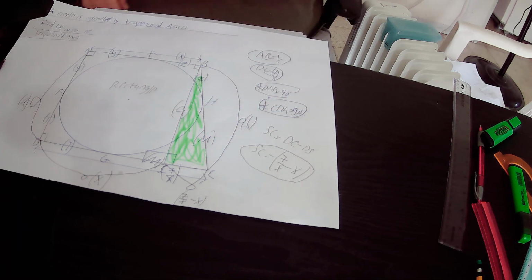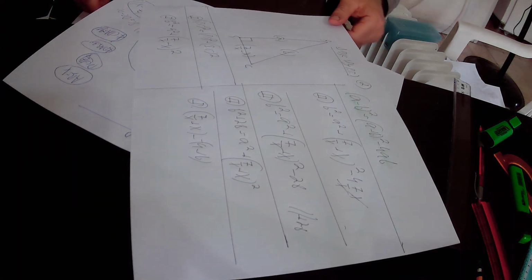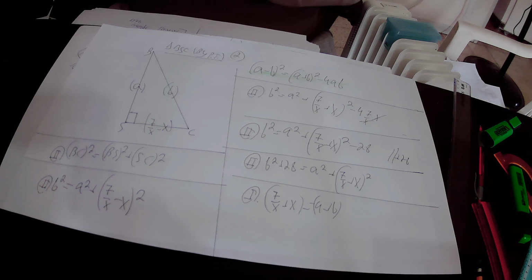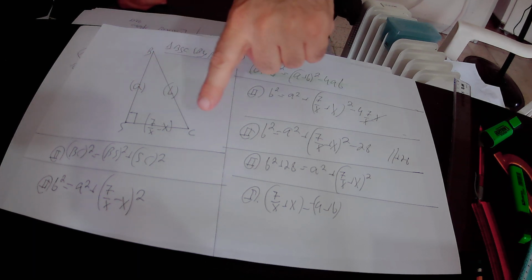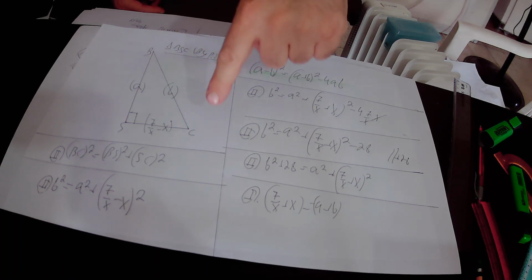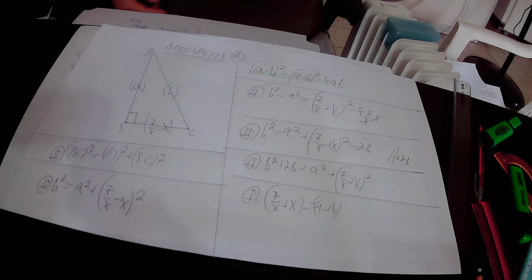In the next step, I copy this right green triangle BSC into an equation. We implemented the Pythagoras theorem on this right triangle BSC. So this is the right green triangle BSC that I copied from the original drawing. We already found out that BS equals A. We just found out that SC equals 7 over X minus X, and the hypotenuse BC equals B.